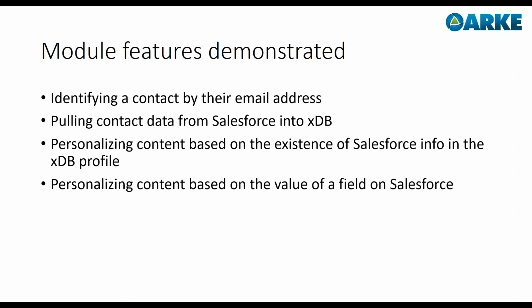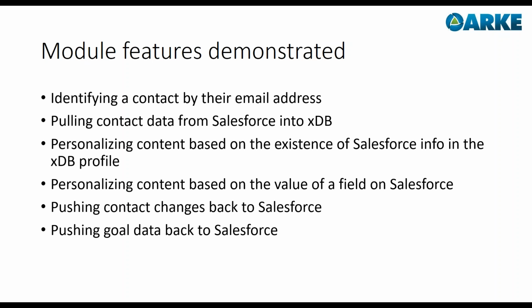In this case, we use the partner referral field, but through configuration, we can synchronize any field that we want through Salesforce, and we can create conditions that act on those fields. So we're not limited to just that partner referral field. It could be any field that we're tracking in Salesforce and syncing to Sitecore. We also show that we push contact changes back to Salesforce, like when somebody changed the spelling of their name, and that we push the goal data back to Salesforce at the end of the session.